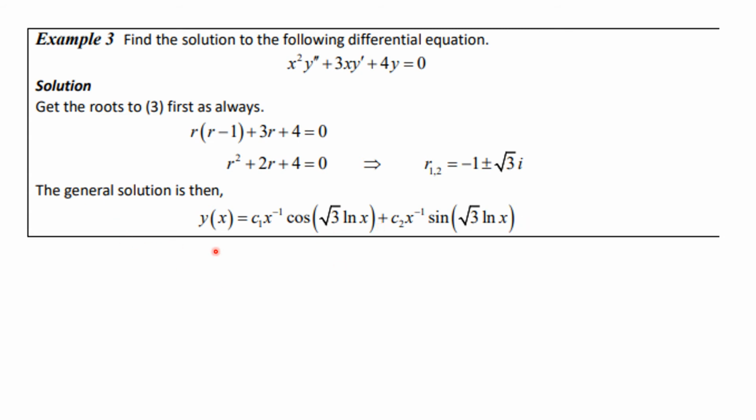So the general solution is then going to be y of x equals c1 x to the minus 1 cosine of the square root of 3 ln of x, plus c2 x to the minus 1 sine of the square root of 3 ln x.